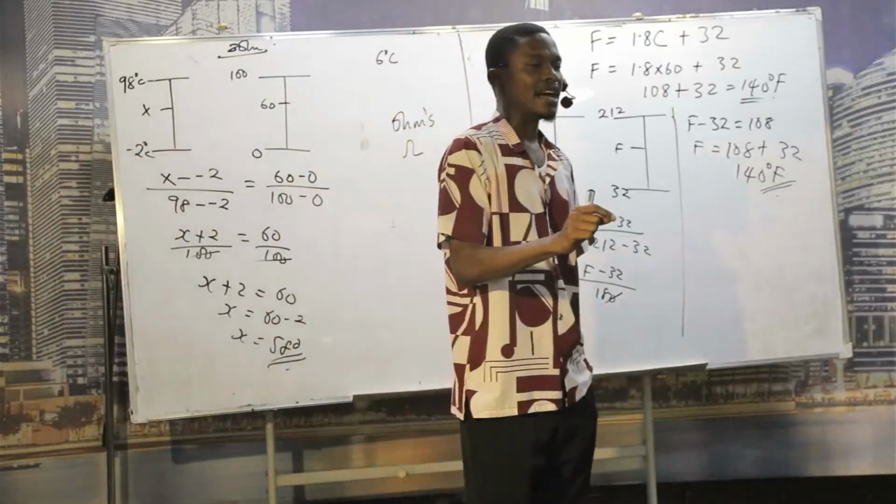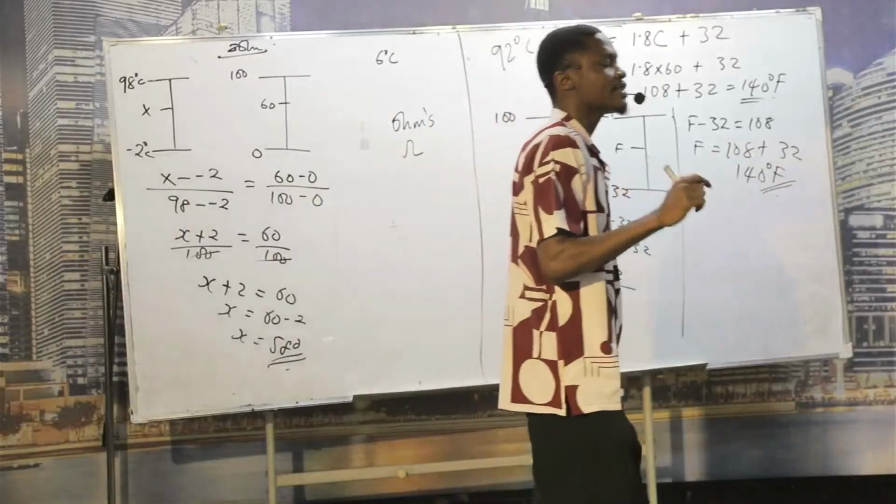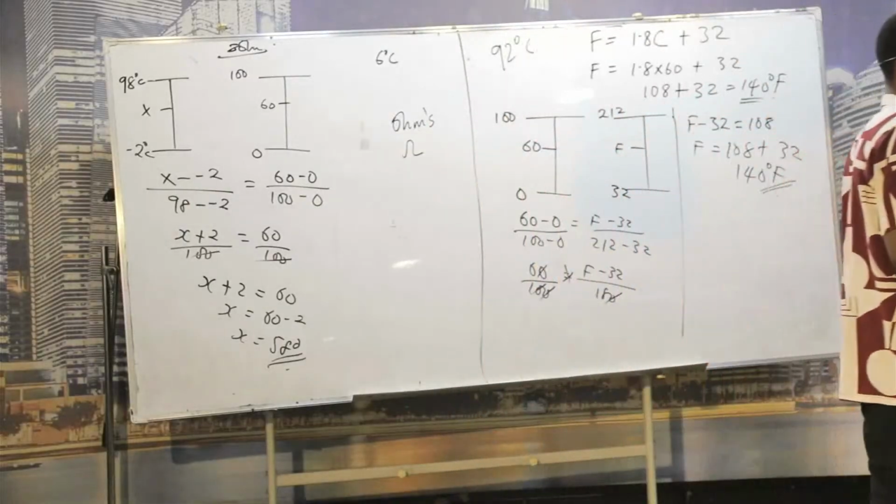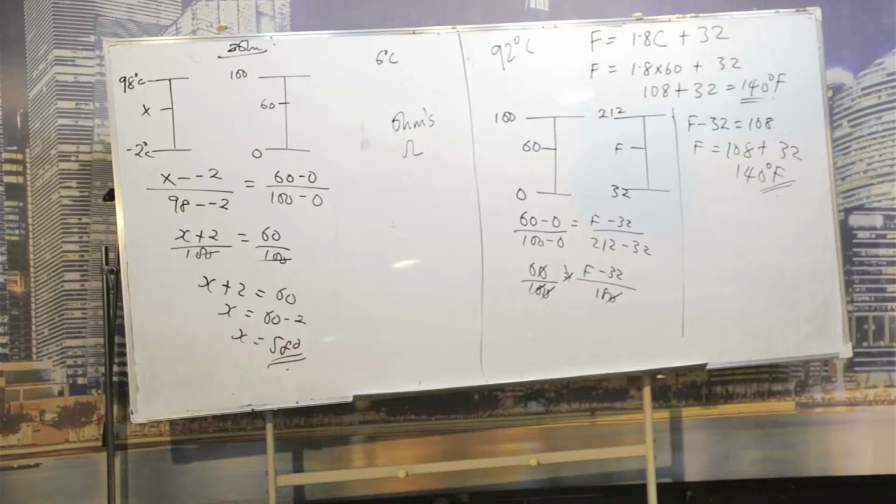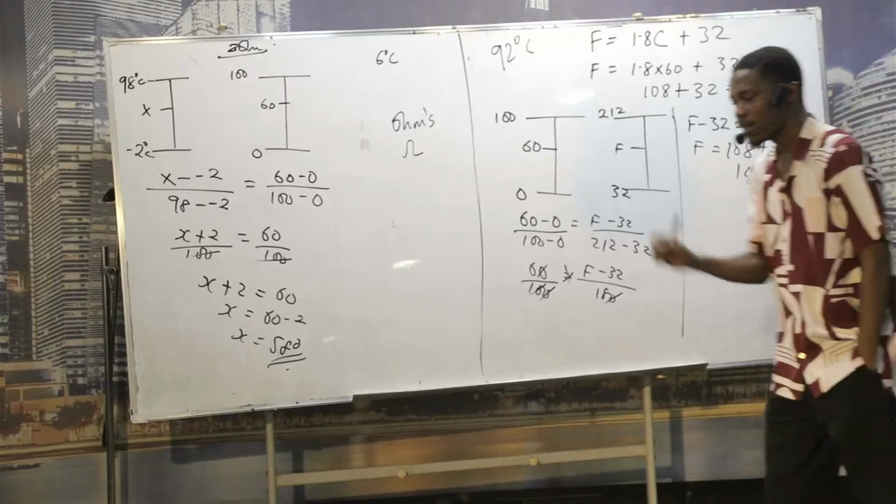Calculate the resistance at 45 degrees Celsius. It is very simple. Draw the two thermometers, the resistance one and the Celsius one, and you will get your answer. Is that okay?